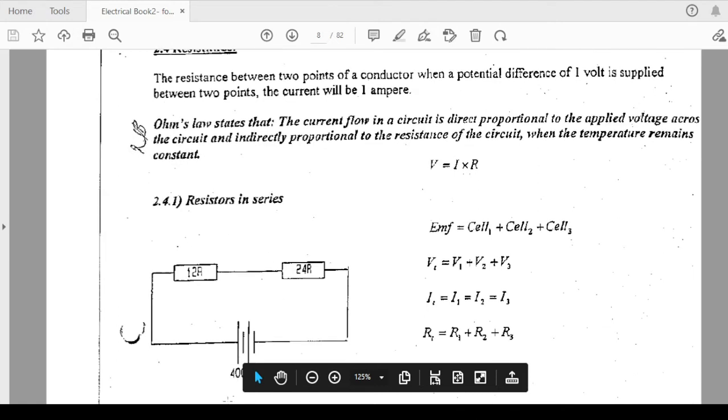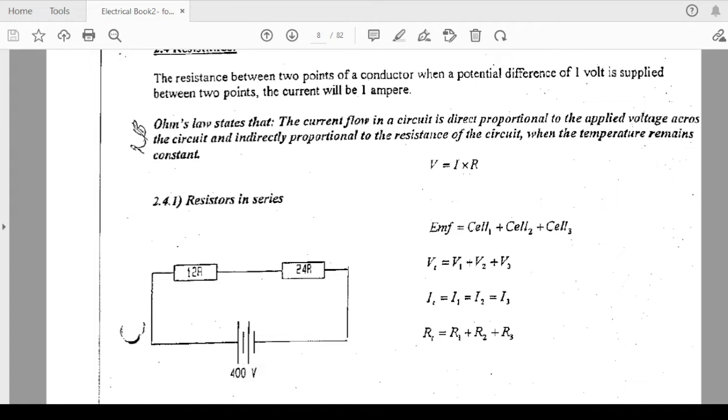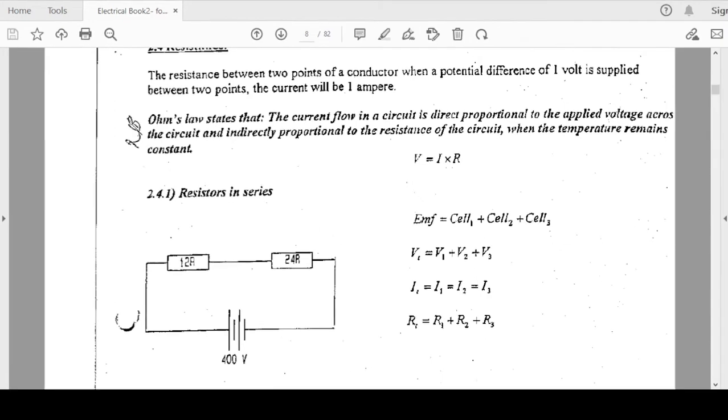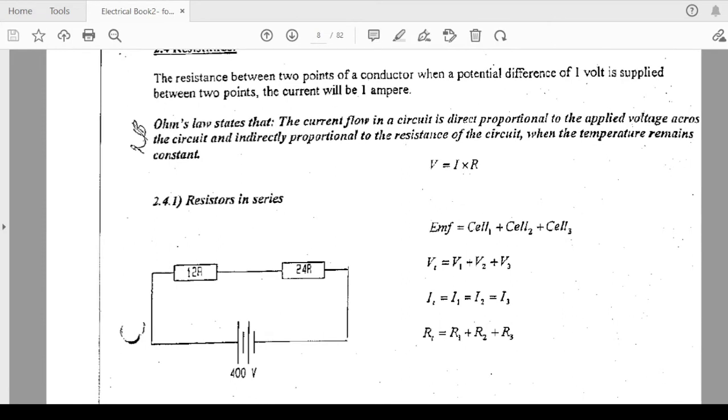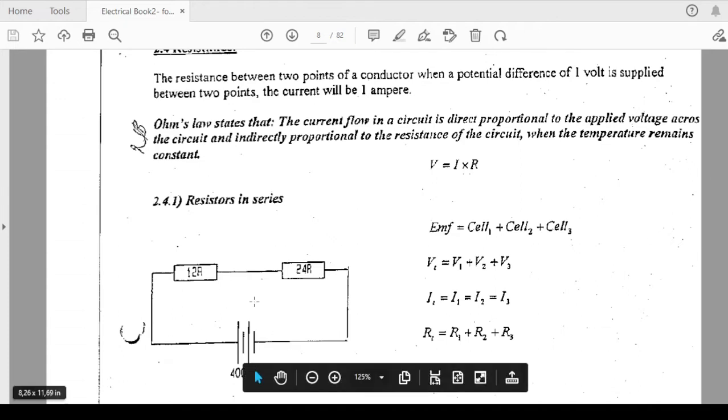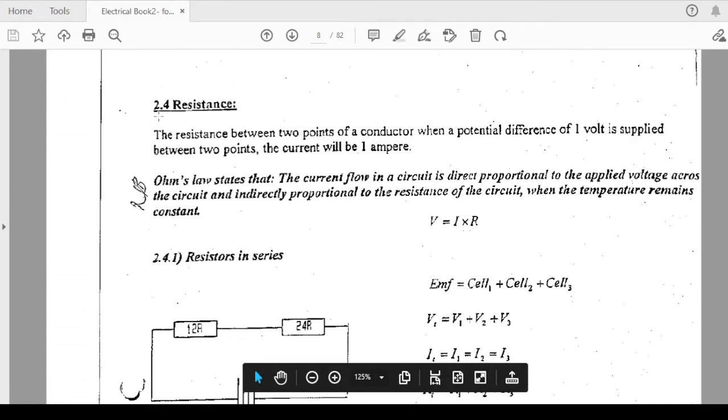Okay, we have two ways in which we can connect a resistor. The first one is in series, and then the other one you can connect a resistor in parallel. So you need to know what they are asking, if it's a series connection or a parallel connection. And if it's a series connection, how do we do the calculations? Like the first part here.